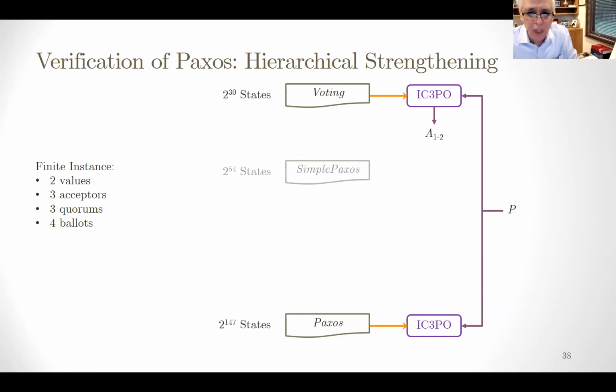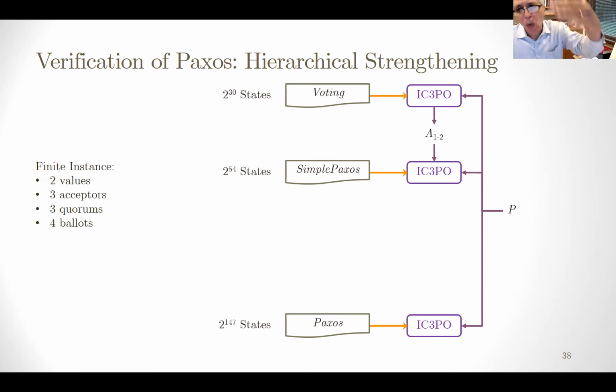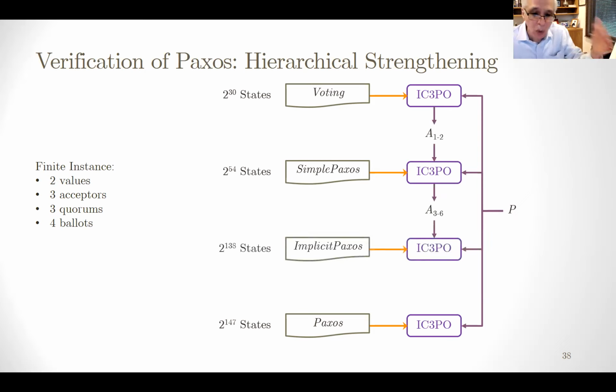So we came up with intermediate abstraction levels called simple Paxos. And now we can take the assertions coming from voting, applying them to the simple Paxos verification, and that finishes, and we get a few more assertions from that. Then we take those to a lower level abstraction, and that produces some more assertions, and then those, and we get to prove Paxos in this fashion.